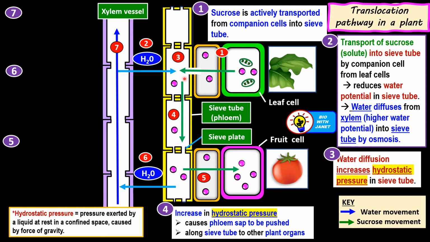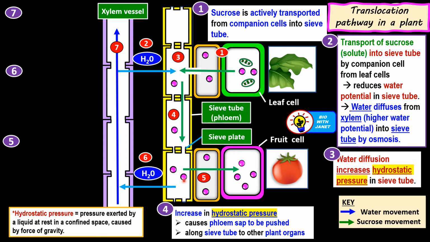The increase in hydrostatic pressure is due to the diffusion of water into the sieve tube by osmosis from the xylem vessels. So remember this word, hydrostatic pressure. So now the phloem sap is pushed along the sieve tube to other plant organs.